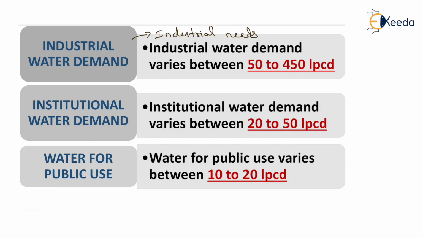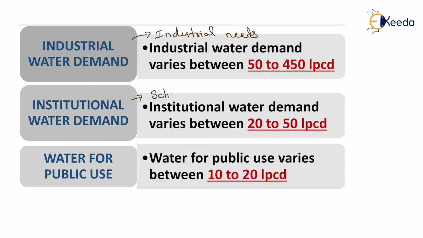Now if in a city there is a sugar industry or textile industry, then the amount of water consumption will be on a higher side, that is 400 to 450 liter per capita per day. So industrial water demand generally depends upon the types of industry. Now the next will be the institutional water demand. It is the amount of water required to satisfy the needs of different institutes in a particular locality like schools, hospitals, etc.